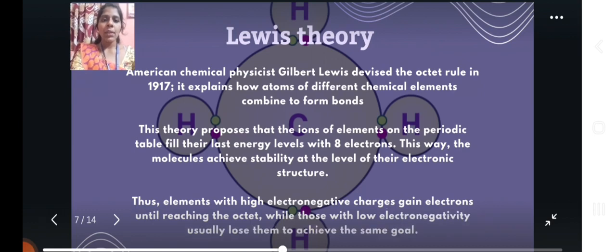Lewis theory. American chemical physicist Gilbert Lewis devised the octet rule in 1917. It explains how atoms of different chemical elements combine to form bonds. This theory proposes that the ions of elements on the periodic table fill their last energy levels with 8 electrons. This way, the molecules achieve stability at the level of their electronic structure. Thus, elements with high electronegativity gain electrons until they reach the octet, while those with low electronegativity usually lose electrons to achieve the same goal.